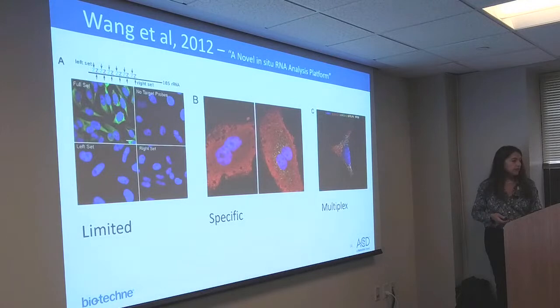So if we dig back to that original 2012 paper, it lays out the basis for saying that we are limited. We can only see that which we apply probes for. We are specific. You're seeing HCV infected or uninfected cells. And we're able to do, right out of the gate, a multiplex, 4-target experiment.